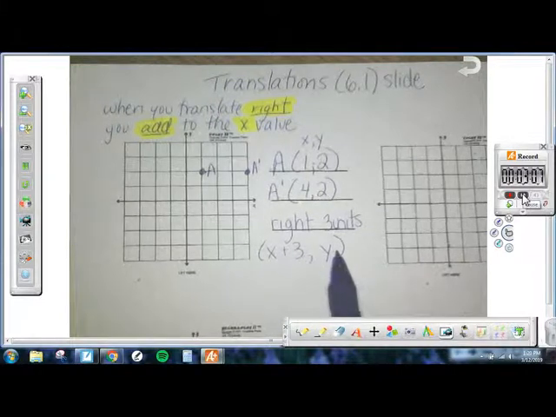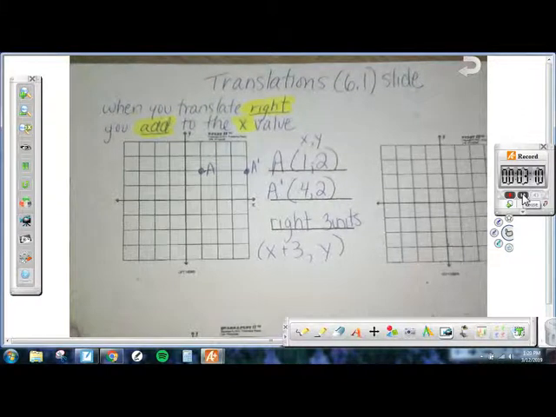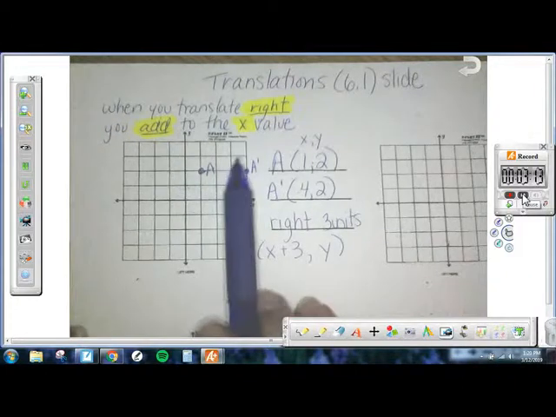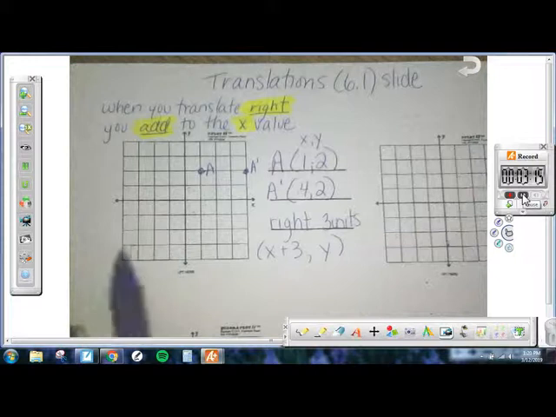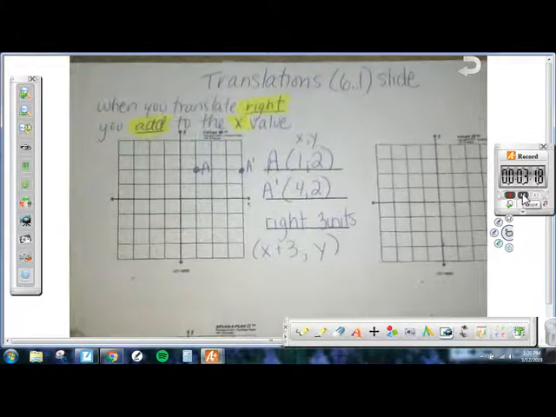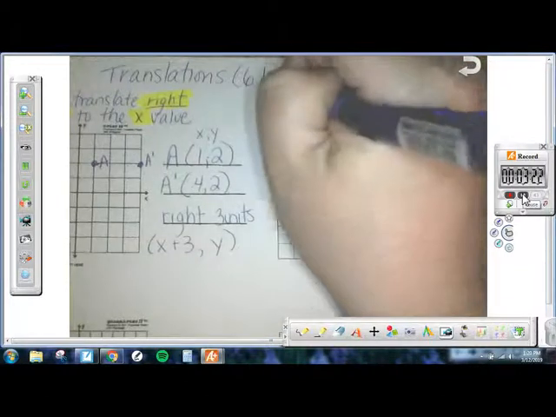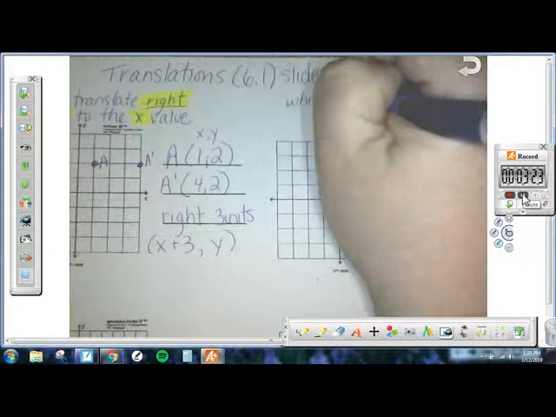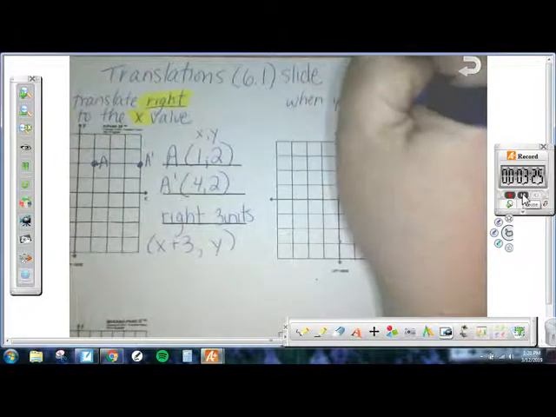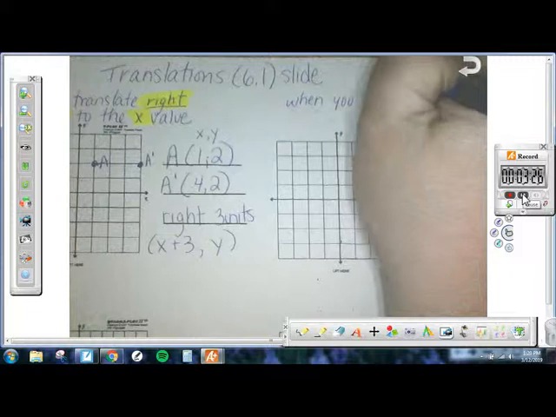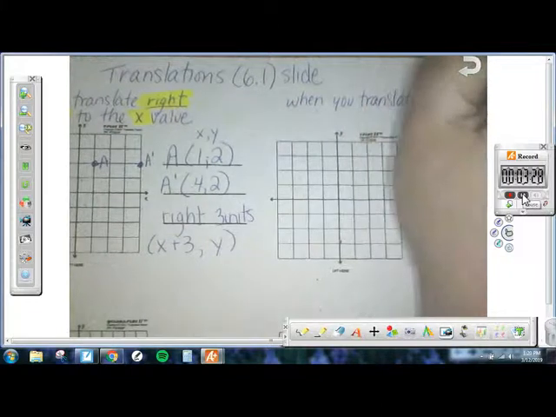Our point is B, 2, 2. Please plot point B. I would like to move up 3. So from this point, 2, 2, we're going to move up 3. 1, 2, 3. This is our new point, B prime. What is the ordered pair for B prime? 2, 5. As you can see, the x did not change, but the y changed by how much? 3. So this is the elementary way of saying it.